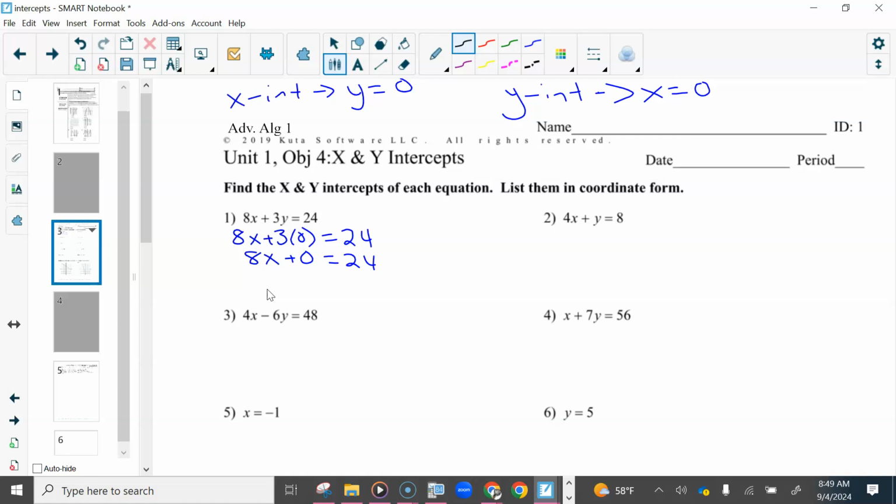Trinity, you were going to say something? So if you want, you can just get rid of that zero, that way it's not a bother, you're not thinking about it. But yes, we're going to divide both sides by 8. So that x equals 3. And then we would write that as an ordered pair: 3, 0. And then we're going to do the same thing for the y. Do we have any questions so far?